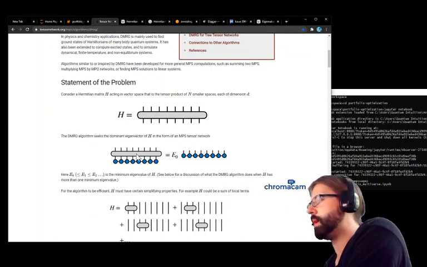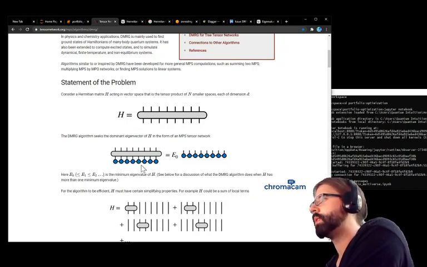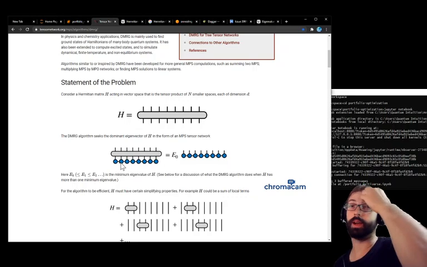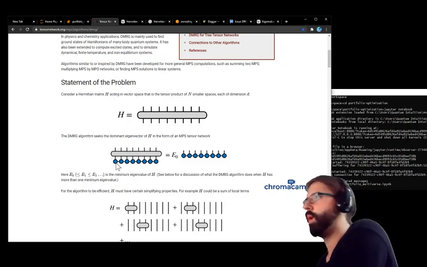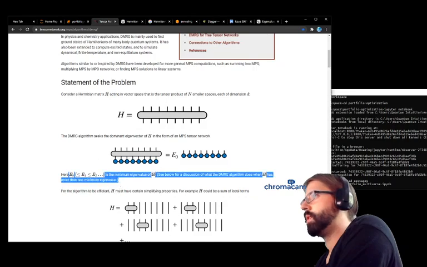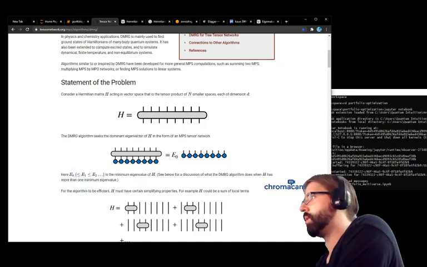Because you have this big gray box, that's the matrix. The MPS is the array, isn't it? I don't know. I guess so, because in our case we've got a two-dimensional tensor, and then the array is just like one ball here, I guess, which is an array. Yeah, so E0 is the minimum eigenvalue. Okay.